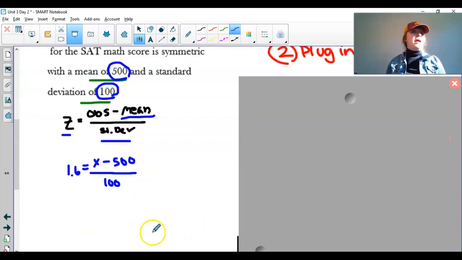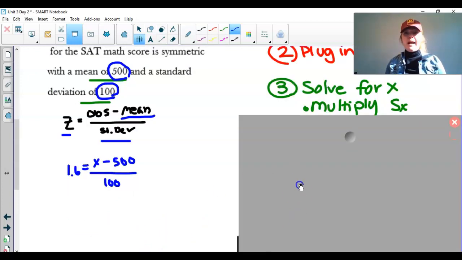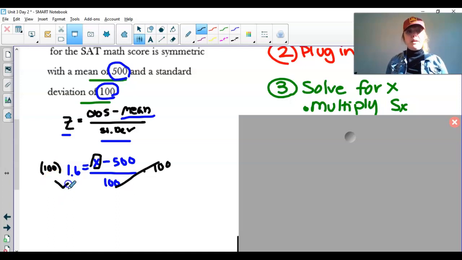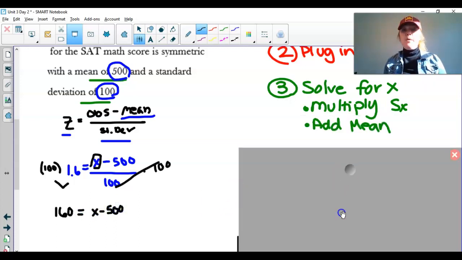Okay. Now we need to solve for x. The first thing we're going to do to solve for x is we need to get rid of this division of 100. So we're going to multiply by the standard deviation first. That cancels. 1.6 times 100 gives us 160. So 160 equals x minus 500. And now we're going to add the mean. We're going to add 500 to both sides.